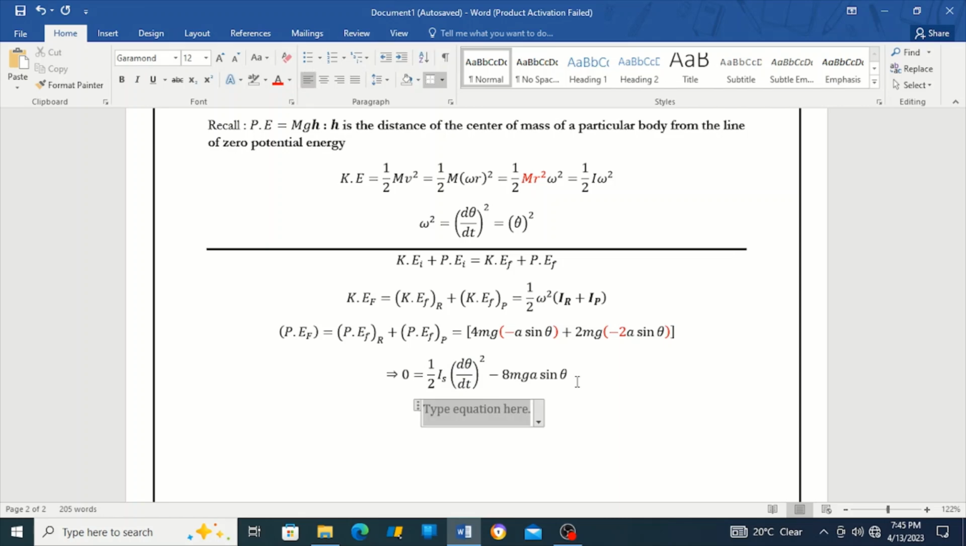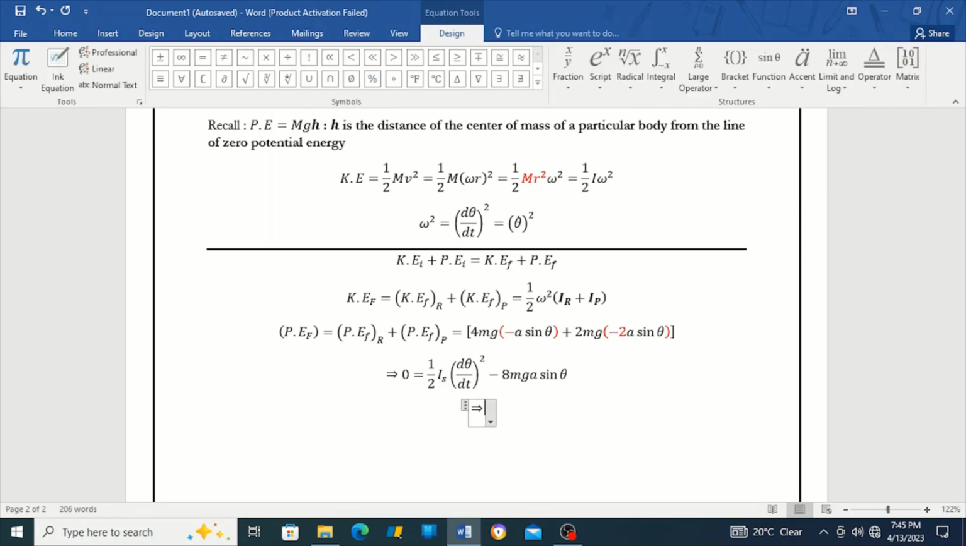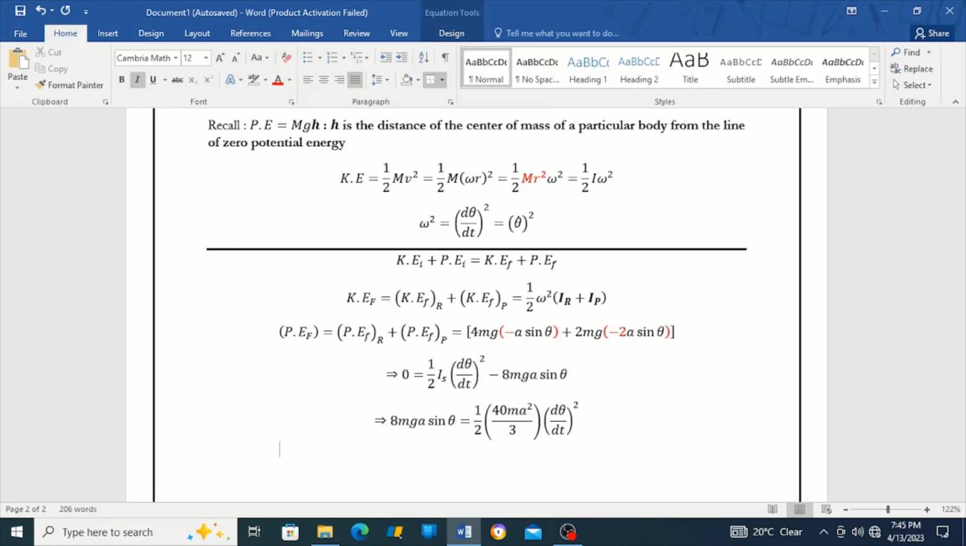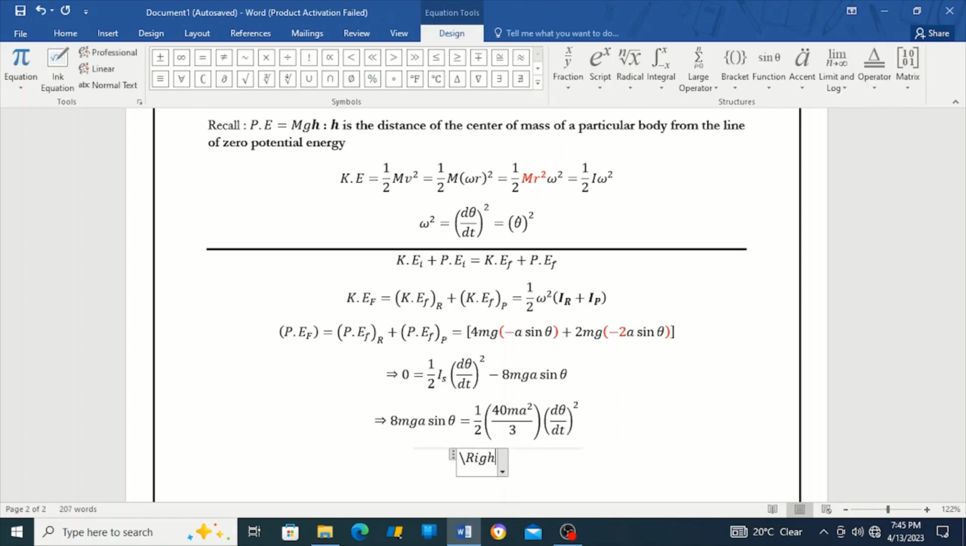So this means that we just add 8mga sine theta on both sides of the equation. We equate it to half times the moment of inertia, which is 40ma squared on 3, then we multiply it with d theta by dt all squared. Then we start cancelling things. From here, what are we going to get? We see that m cancels with the m. Now 2 goes here 20 times, goes there 20 times, so we remove this from here.